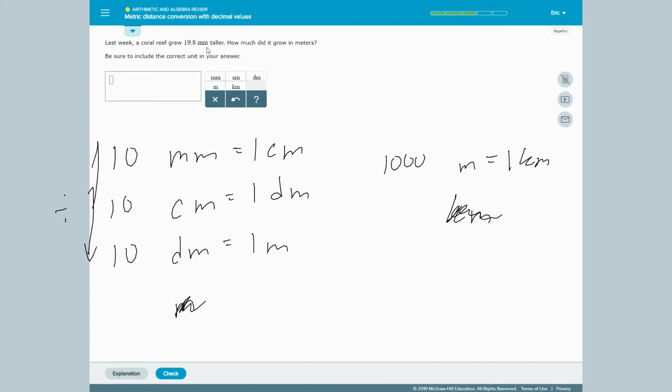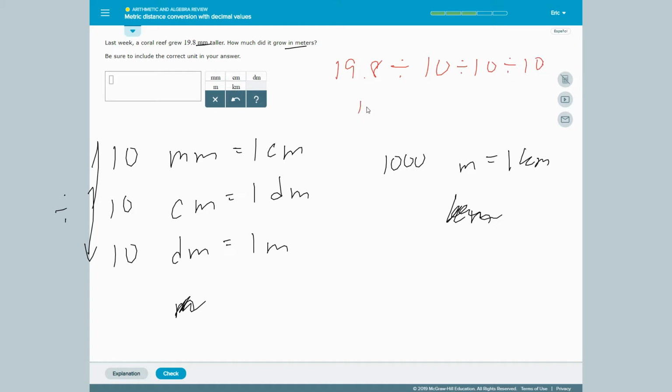So if I'm going from millimeters to meters, I'm going to take, let me change colors, my 19.8 and divide it by 10 to get centimeters, divide it by another 10 to get decimeters, and then divide it by 10 to get meters.